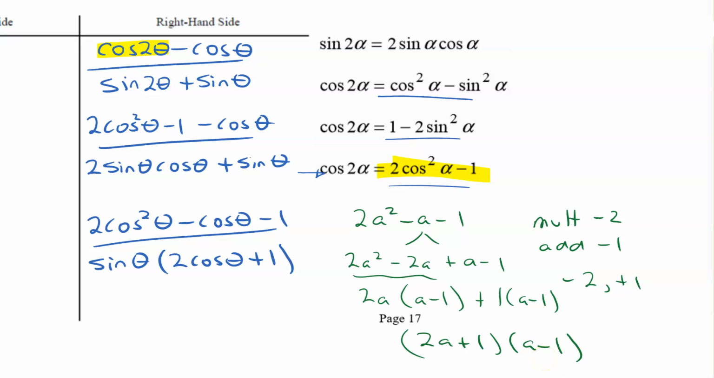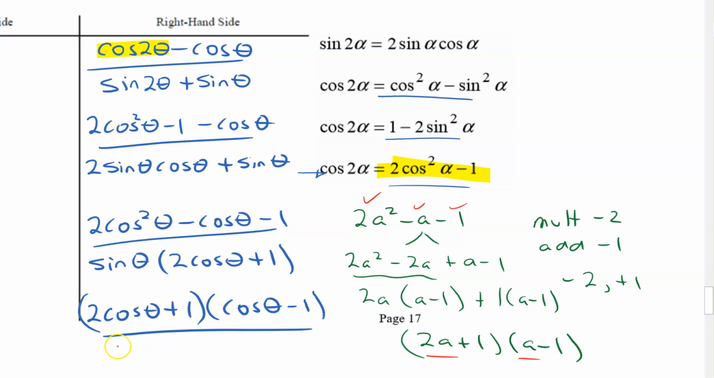Let's just multiply those out and FOIL it out just to see if it works. So 2a times a gives me 2a squared. And then I've got 2a times minus 1 gives me minus 2a, but then plus 1a here. So that gives me the minus a, and then I do get the minus 1. Okay, so if I'm going to make use of that, over here I'm going to show my results of factoring, but instead of using a, of course, I've used cos theta. So I'm going to get 2 cos theta plus 1 times cos theta minus 1, all over sine theta times 2 cos theta plus 1.